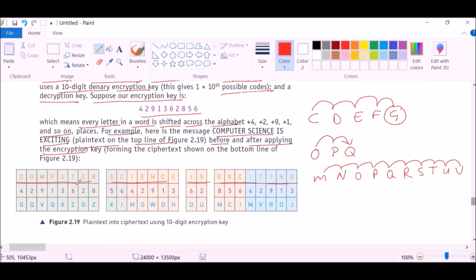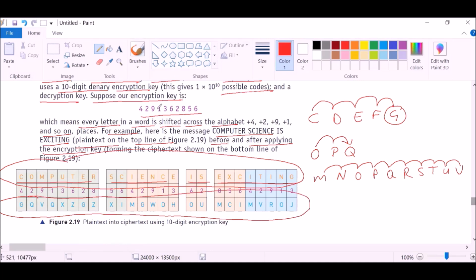Now, we do this using this key, 4291362856. Then we start again, 4291362856. Then we repeat again. So this plain text becomes encrypted to this ciphertext using this encryption key. So this is meaningless to whoever intercepts it.